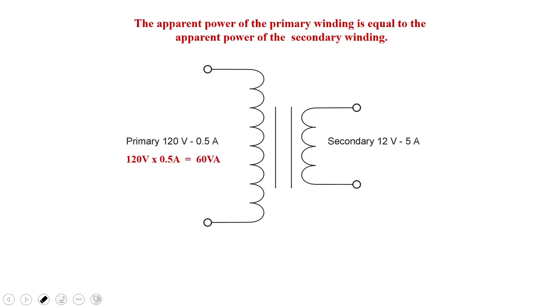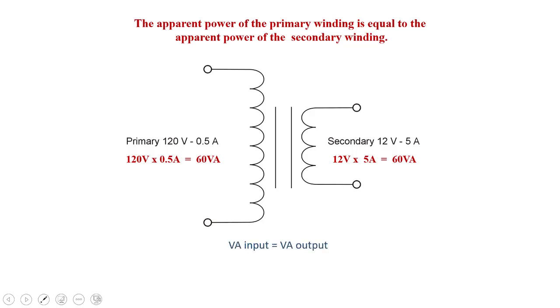So let's have a little example here. If the primary winding here is rated at 120 volts and 0.5 amp, 120 times 0.5 is 60 VA, right there. The secondary, if I take 12 volts times 5 amps, is equal to 60 VA. So this would be what we would call a 60 VA transformer.